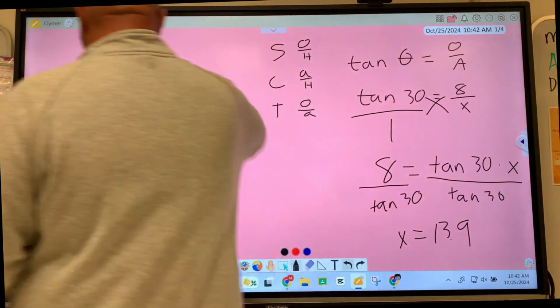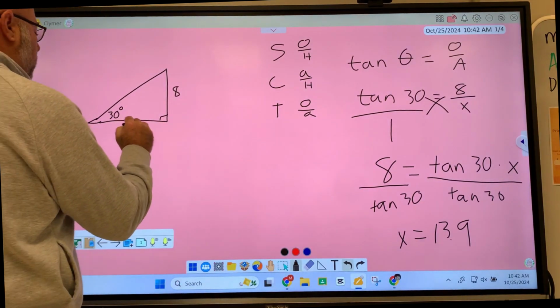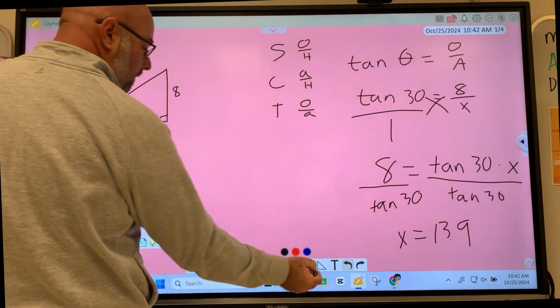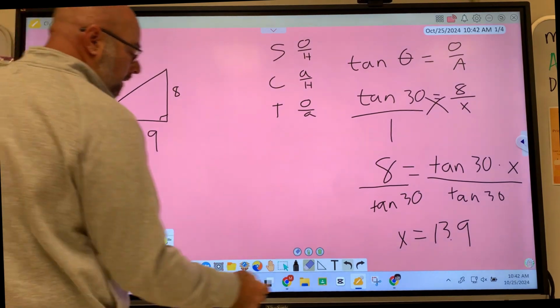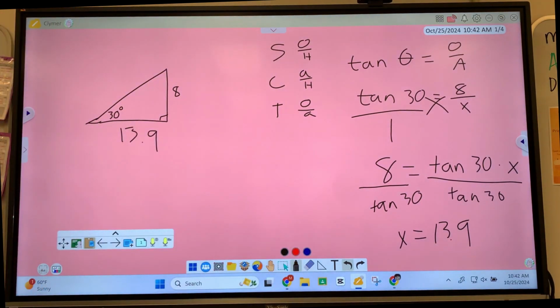So x is 13.9, whatever the units are. Everybody got this? Written down?